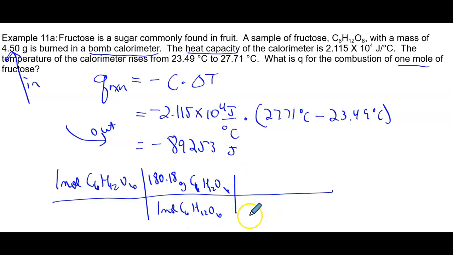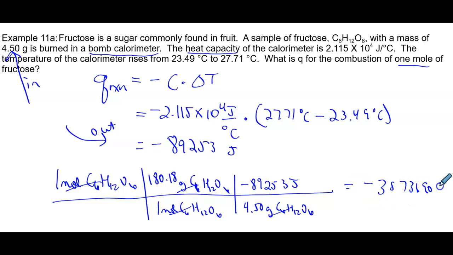And I know then for every 4.50 grams of C6H12O6, 89,253 joules is released. So now look what we have in terms of units. Everything cancels, and we do have joules starting with 1 mole. So we're going to take 180.18 times 89,253, divide by 4.5, and we get negative 3,573,690 joules. I just left off my decimal places.